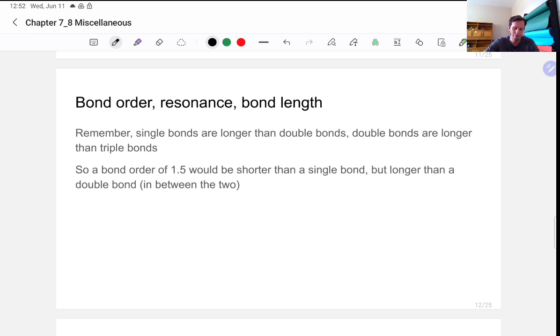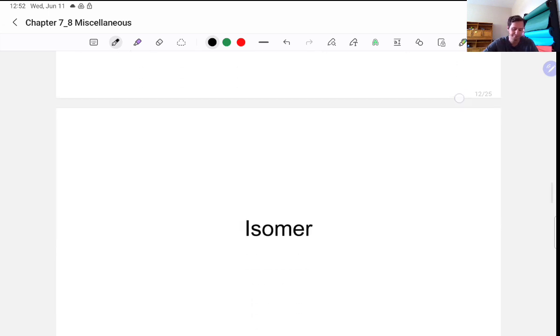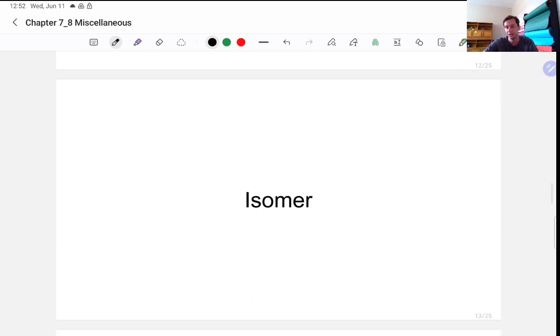So a bond order of 1.5 would be shorter than a single bond, but longer than a double bond. It's between the two. Okay, so these topics are not directly related. Again, they're just random things that are kind of like a sentence in the standard somewhere that are not really a focus. So the next one is isomers.